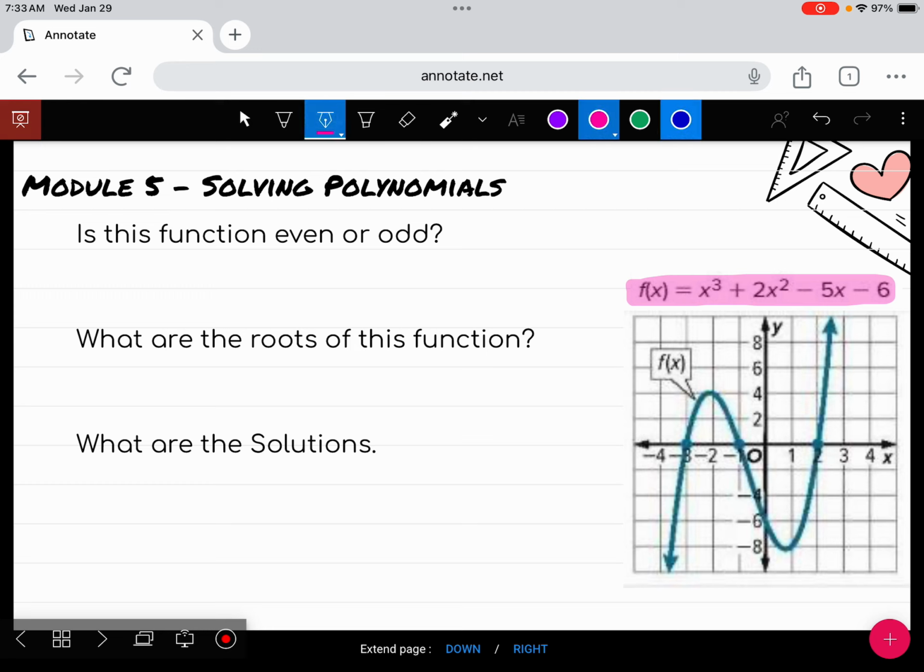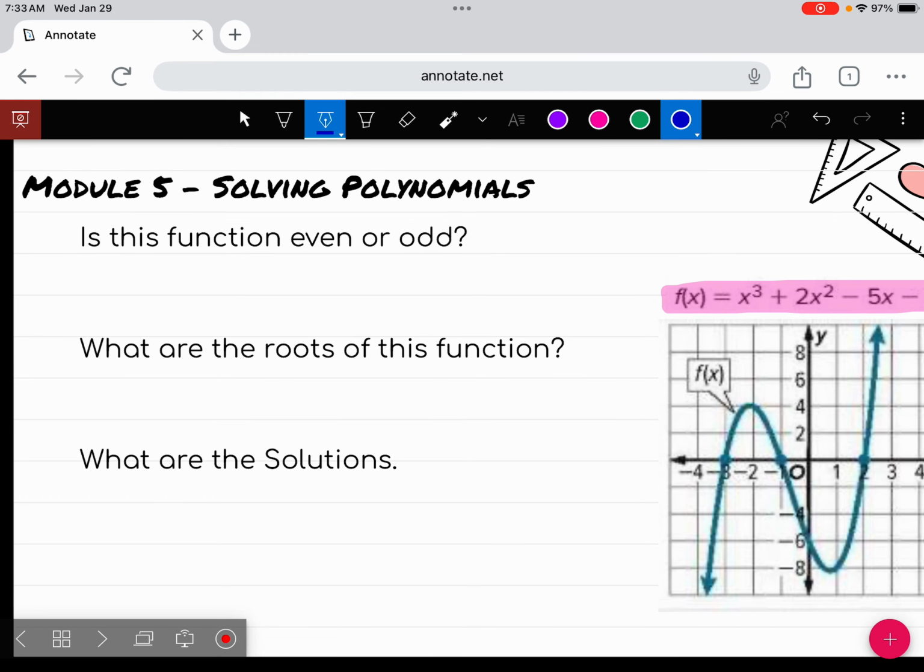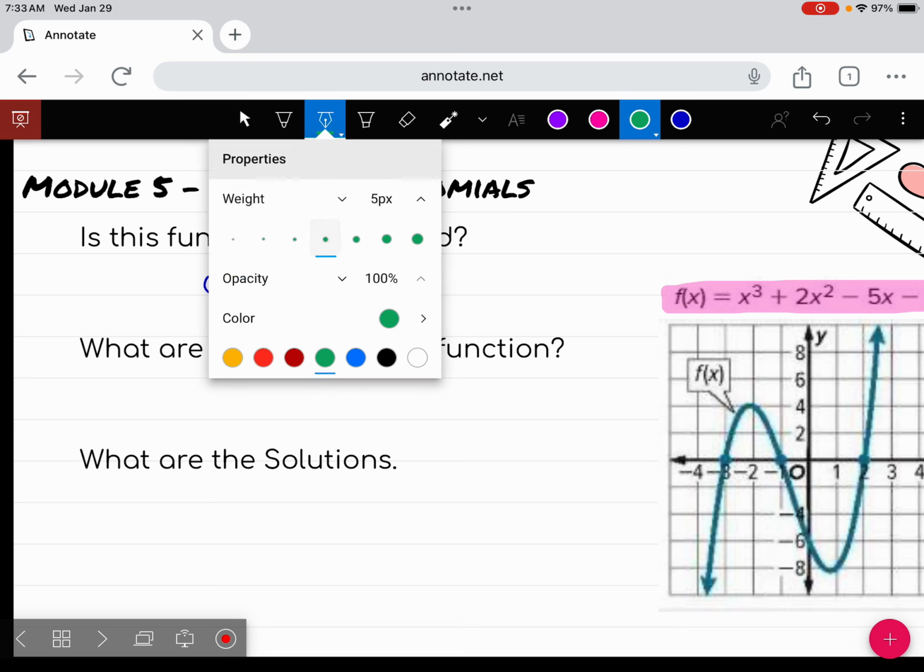Odd. How do we know it's odd? The arrows go in opposite directions. So this is going to be an odd degree polynomial because we know it goes in opposite directions. What are the roots of the function? Where do we have roots? -3, -1, and 2.